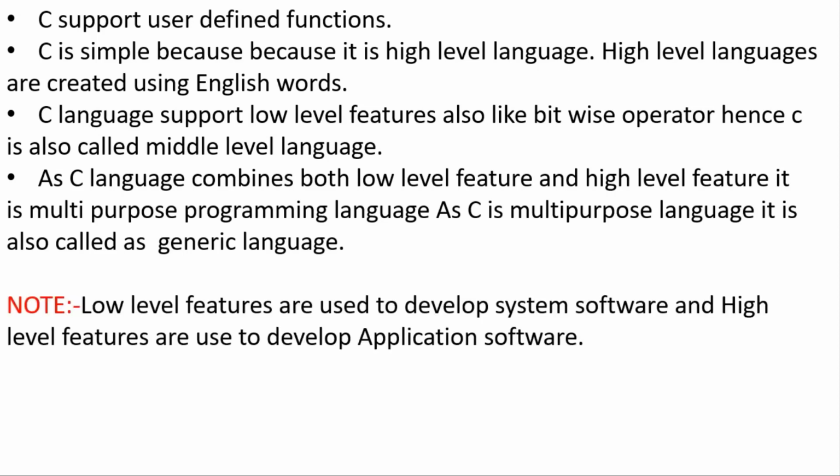Now, very important note, low level features are used to develop system software and high level features are used to develop application software. As C combines both low level feature as well as high level feature, hence, we can say that using C programming language, we can develop both system software as well as application software.